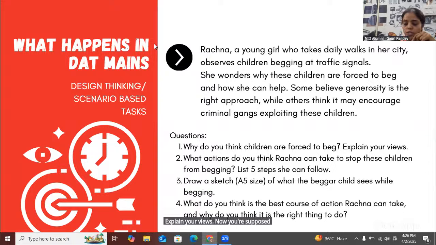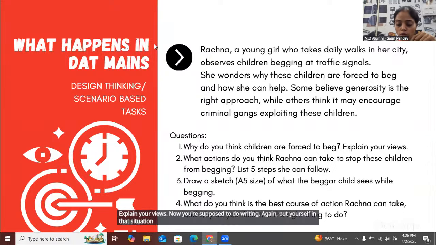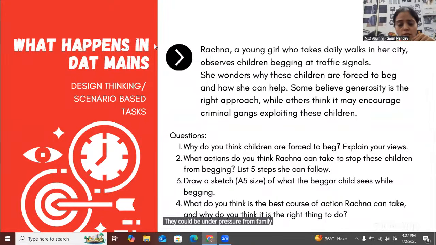Now, again, put yourself in that situation, and then you have to think about what it could be. It could be that everything centers around money, definitely. So money is one of the reasons why they are forced to beg. They need money to fulfill their needs. They could be under pressure from family, peer group, or whoever is handling them.